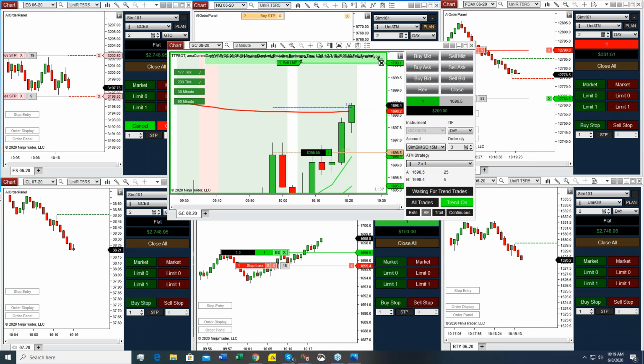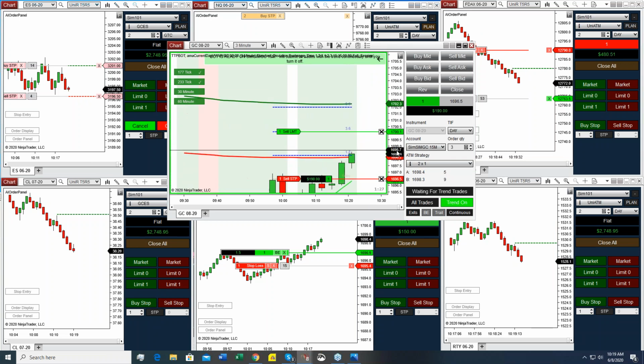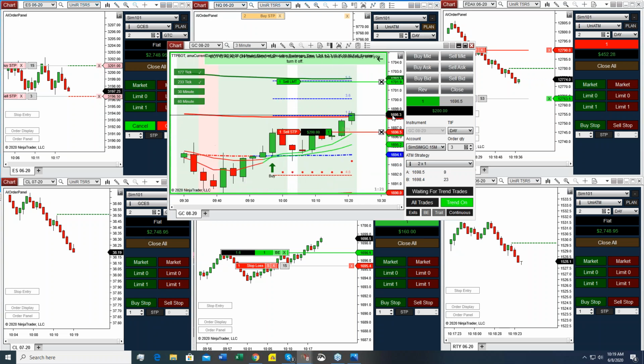Target filled. There's first target, guys, on the bot. I'll turn the trail off. I must not have the box checked. I'm going to move this out to target number 3, 55 ticks. Okay? Guys, give me 1 minute, if you would.